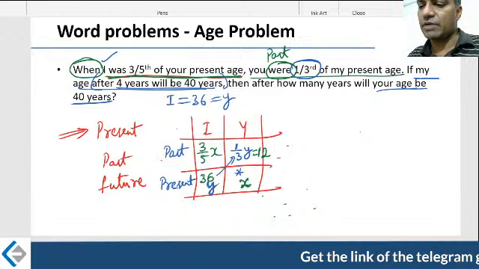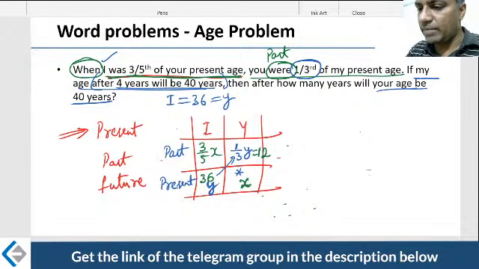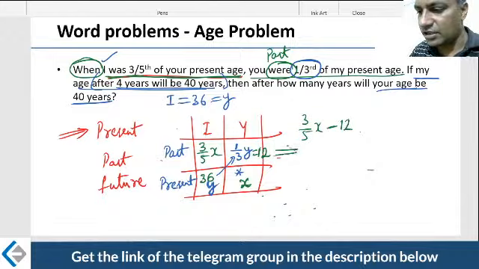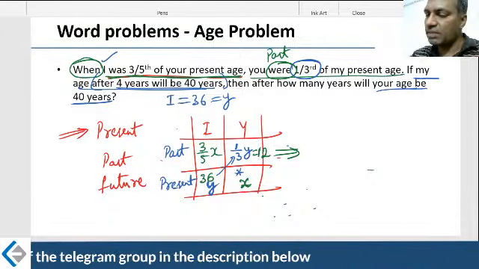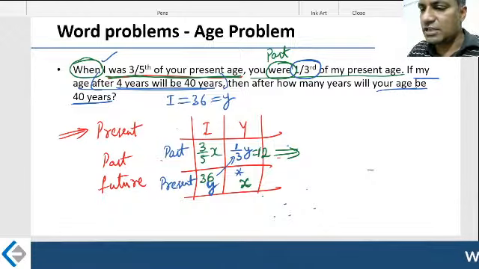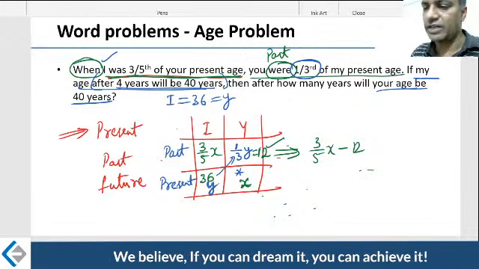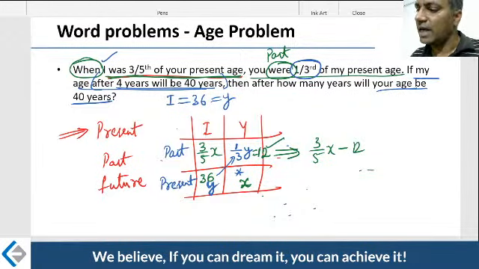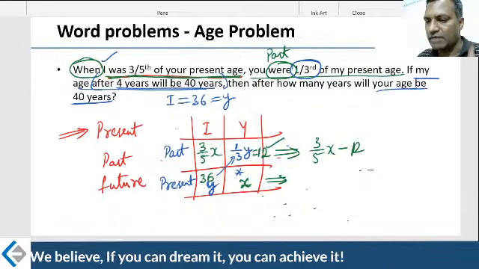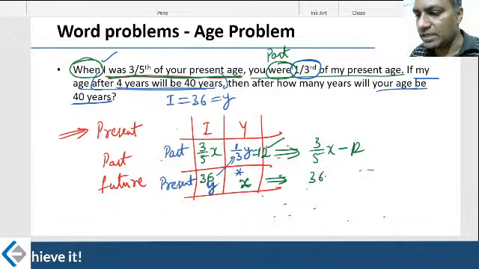Now what do we know from here? We know that the difference between their ages is constant. What do you mean by that? In the first row, sometime in the past, what is the difference between their ages? That is 3/5x minus 12, because I know this value is already 12, I don't have to write 1/3y. What is the difference between their ages in the second row, in the present? It is 36 minus x.